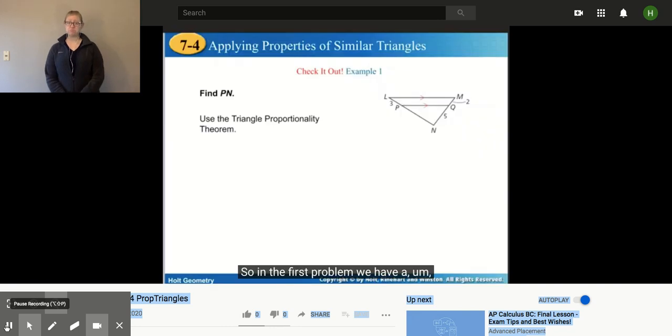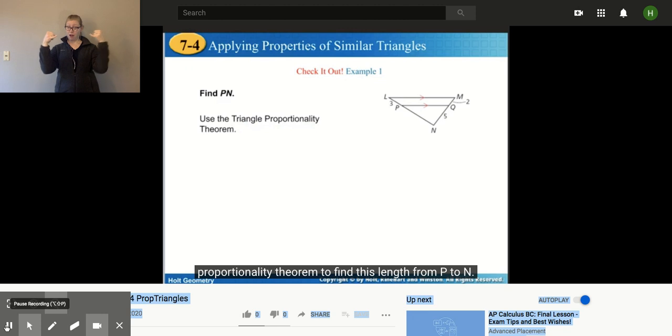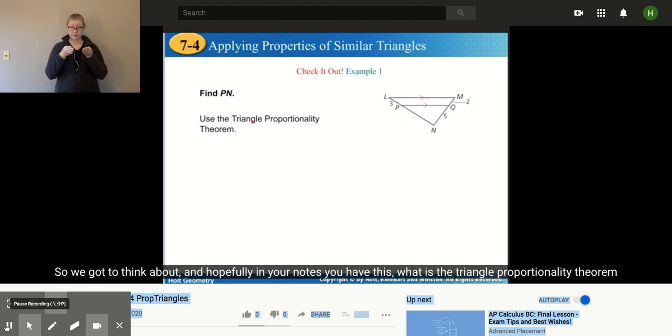So in the first problem, we have a triangle that has a line that's parallel to one of its sides, and that line intersects the other two sides of the triangle. And then the hint is to use the triangle proportionality theorem to find this length from P to N.